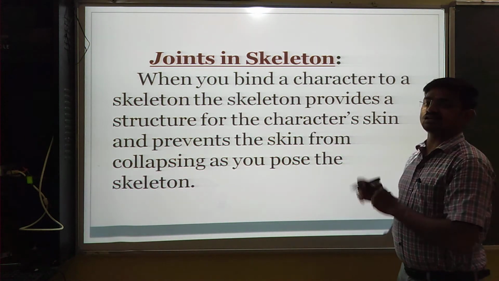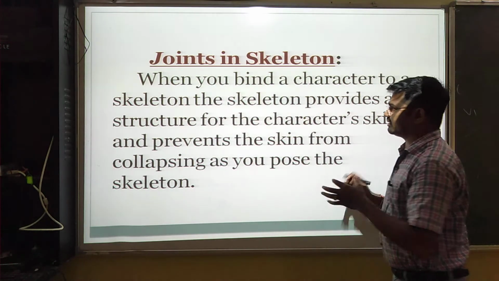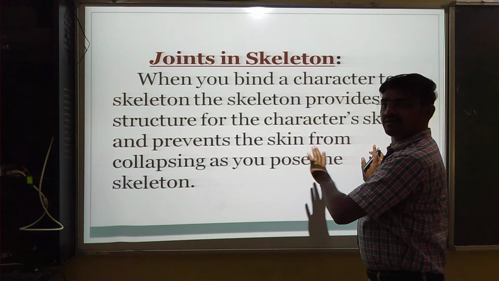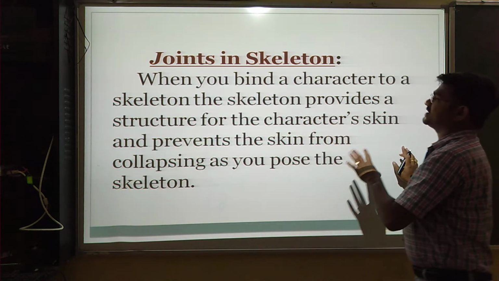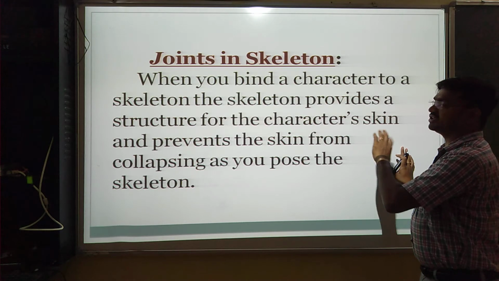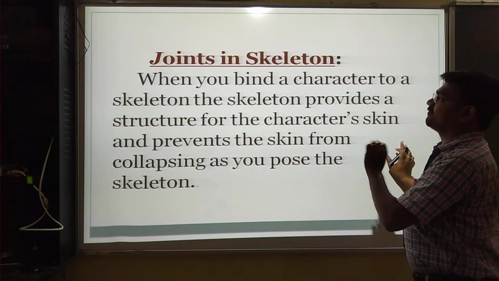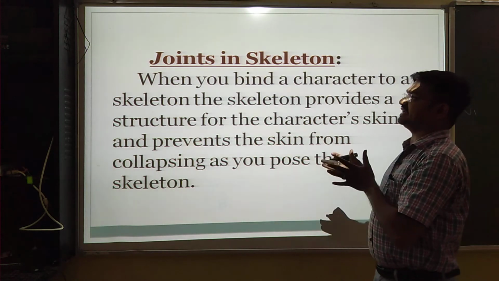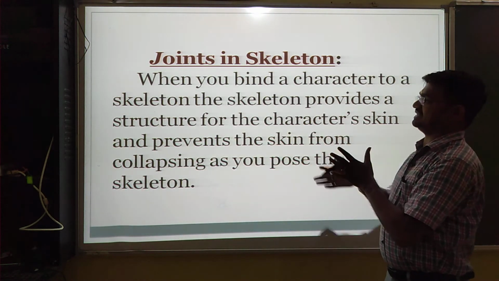Then there should be the creation of joints or a skeleton. Skeleton means the structure of the object. So first of all, you should create the skeleton of whatever object is to be used in animation. First you should make the skeleton. So how do we make the skeleton and attach the joints?